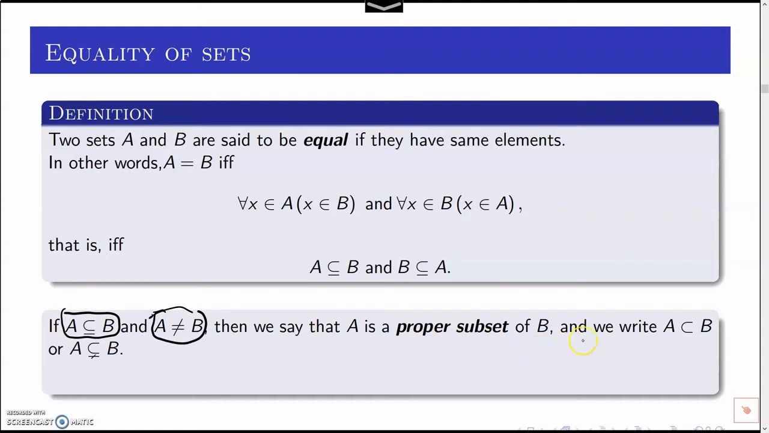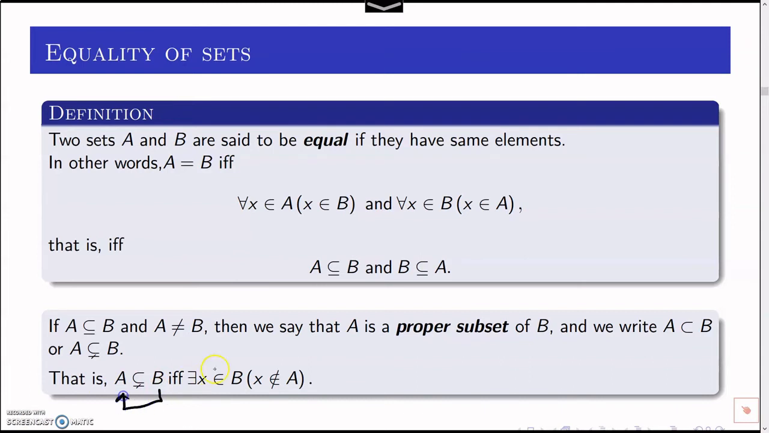So A is a proper subset of B, and we write it either this way or this way. There are two ways of writing proper subsets. Okay, that means there is an element in B which is not in A. So A and B are not equal, but A is a proper subset of B. Fine. That is, A is a proper subset of B if and only if there exists x in B such that x is not in A. Okay, so A is a proper subset of B if and only if you can find one point in B which is not in A. Then B won't be a subset of A, and hence A will not be equal to B.